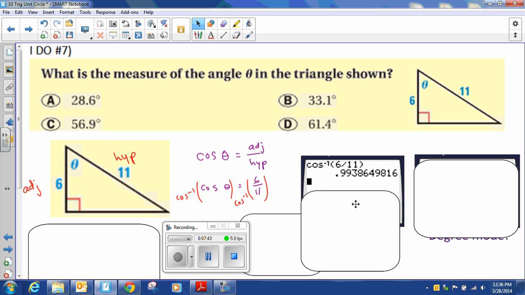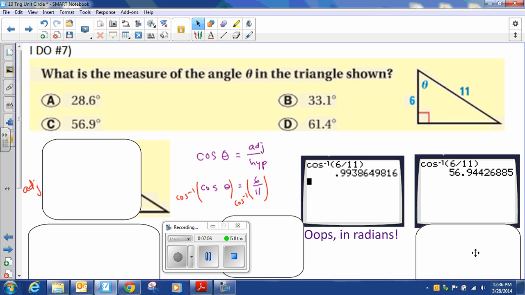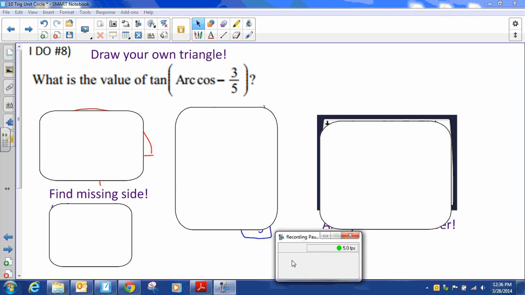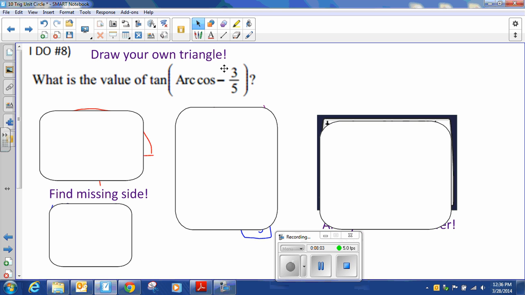If you forget to change out of radian mode to degree mode, you'll get this answer. This is wrong. The reason you know it has to be in degrees is because all your answer choices are in degrees. So the correct answer is 56.9. So in number 7, they gave you a drawing of a triangle. In number 8, you have to create your own triangle based on this information here.